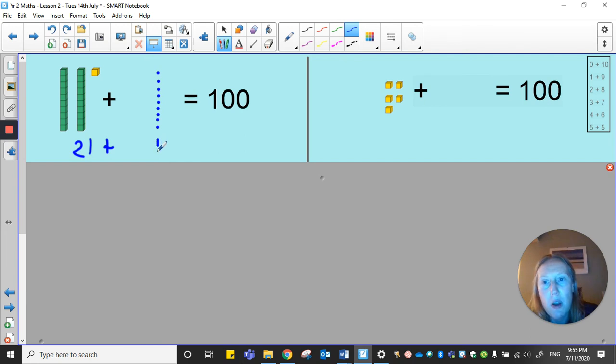So I've got 9 and 1. So my 9 and my 1 gives me my 10. So now I've got 10, 20, 30 altogether. I've got 3 10s, 30. How am I going to get to 100? 3 plus what gives you 10? 30 plus what gives you 100? Look over here if you're not sure. I've got 3 10s, so I now need 7 10s.